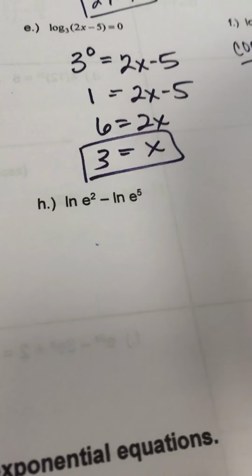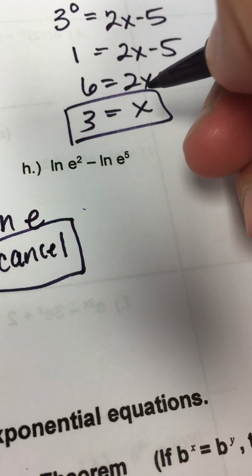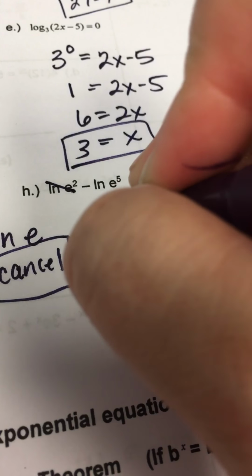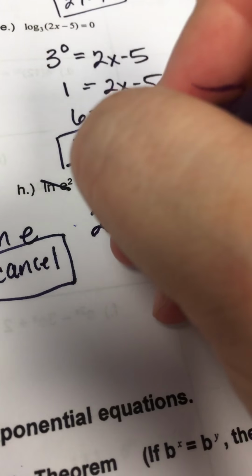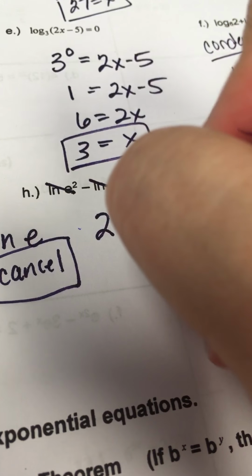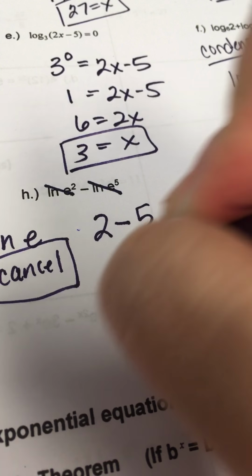Now remember, when you get to letter H, ln and e cancel each other out. Okay, so ln and e cancel. You're left with a 2. ln and e cancel each other out. It's minus 5, so you get -3.